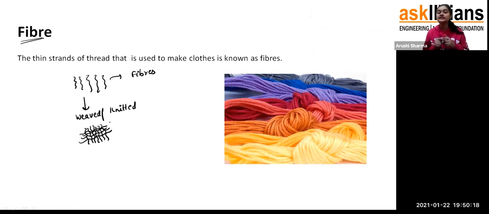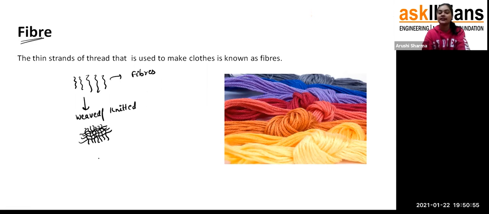You can observe these things, students. Sometimes the clothes you are wearing, if by mistake they get torn, there are threads coming out of them. Why are threads coming out? Because fabric is made up of fibers, and what are fibers? Fibers are the thin strands of thread, and then we weave or knit them so that we get our clothes or fabric. So this is the fiber, students, the thin strand of thread that is used to make clothes is known as fiber. Okay, everyone got this point? Is everyone getting everything, and enjoying my video?